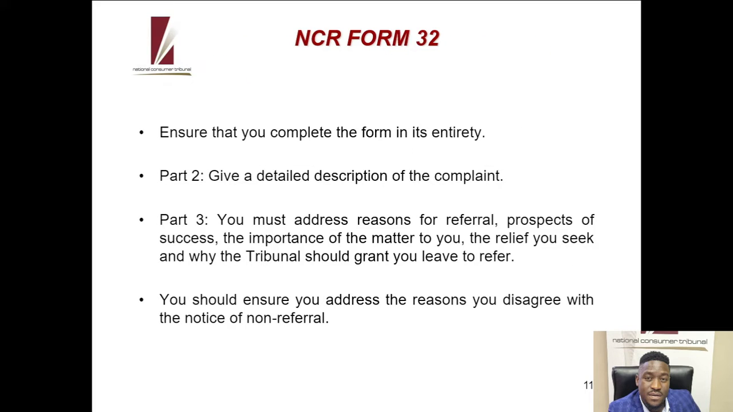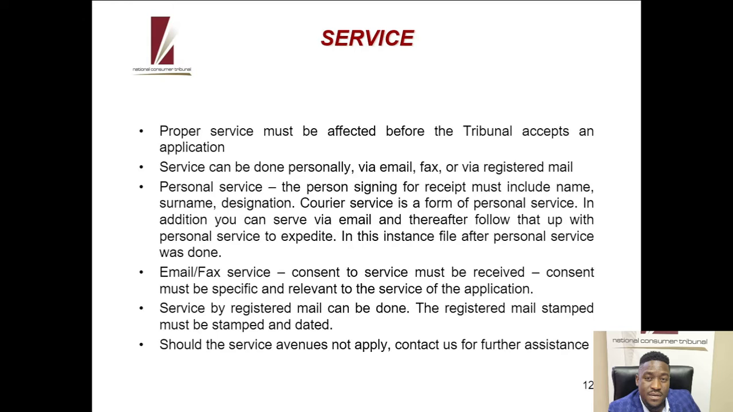With regards to NCR Form 32, please ensure that you complete the Form 32 in its entirety. In Part 2 of the form, give a detailed description of the complaint. In Part 3 of the form, you must address the reasons for referral, the prospects of success, the importance of the matter to you, the relief you seek, and why the tribunal should grant the leave to refer. And you should ensure you address the reasons you disagree with the notice of non-referral.